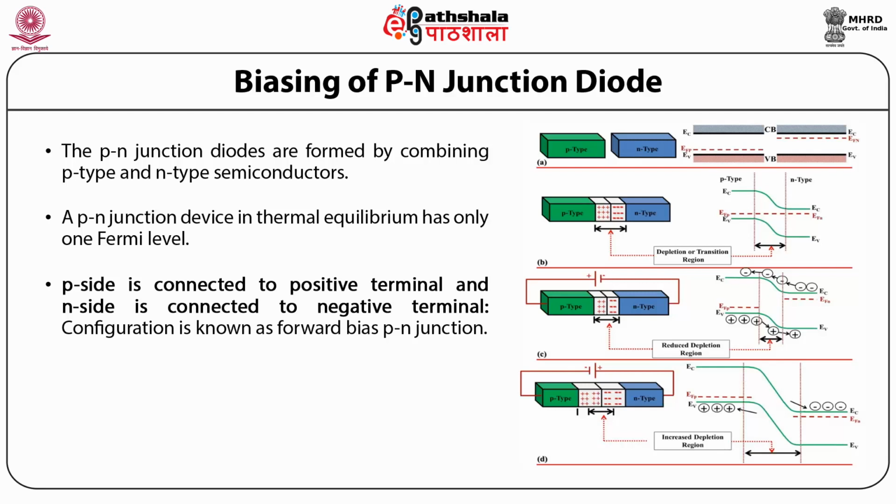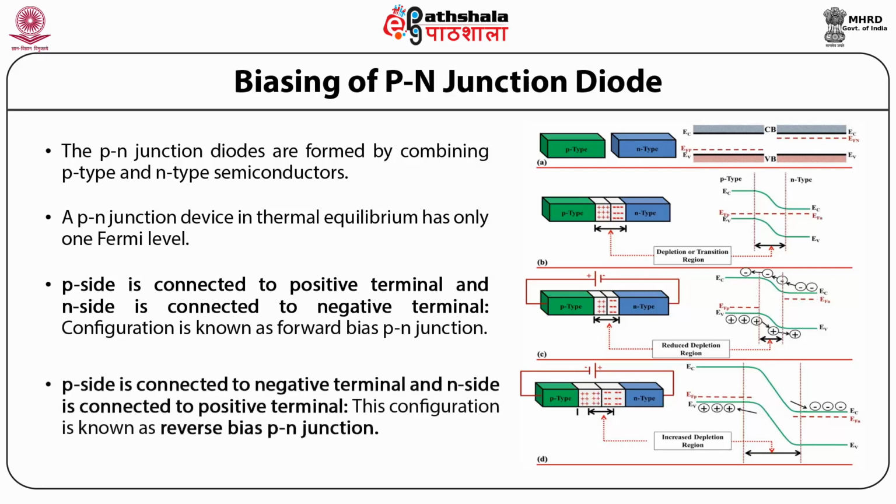Now let us consider another configuration where the P side is connected to the negative terminal and N side to the positive terminal as shown in figure D. This configuration is known as reverse bias PN junction.